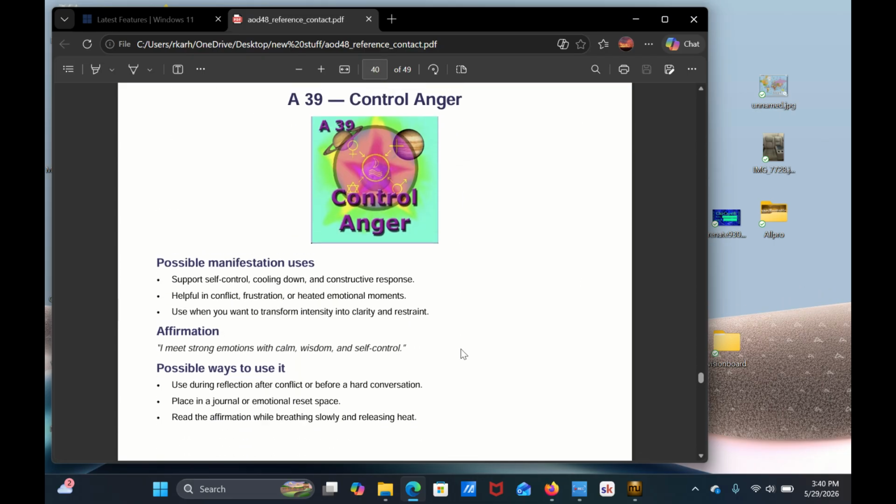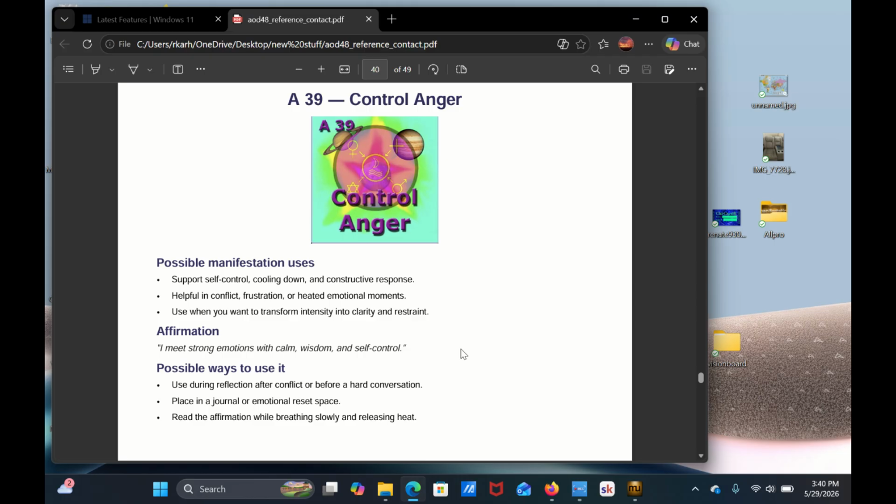Control anger. Support self-control, cooling down, and constructive response. Helpful in conflict, frustration, or heated emotional moments. Use when you want to transform intensity into clarity and restraint. Affirmation: I meet strong emotions with calm wisdom and self-control.